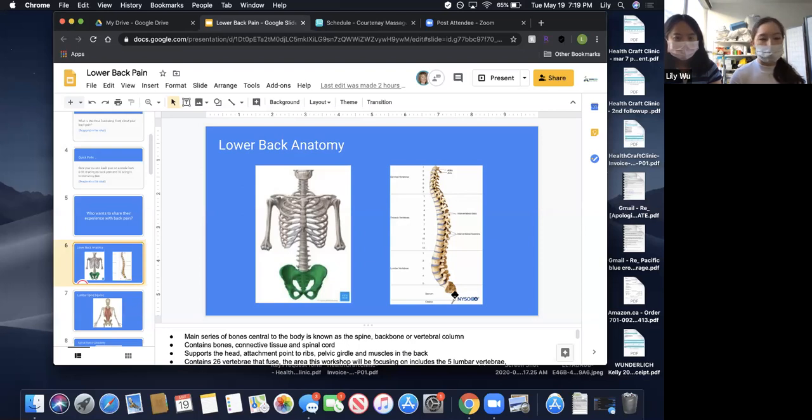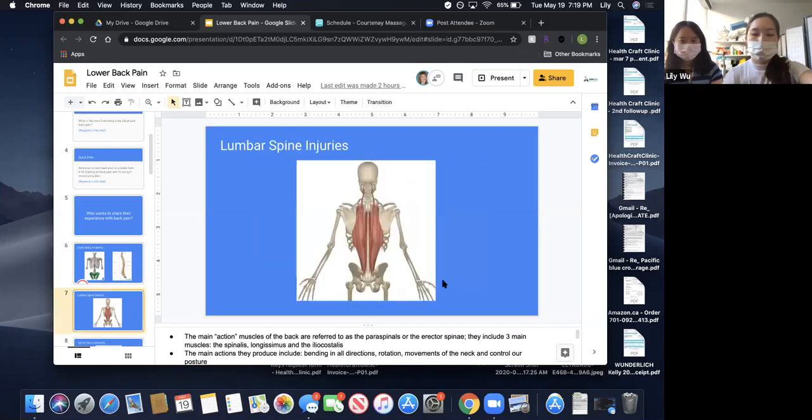So the pelvic girdle has a lot of functionalities, like providing a sturdy base for the vertebral column, and also protecting the lower abdominal organs, as well as a means of connecting the lower limbs to the axial skeleton, or like the middle portion of your body. So after the lower back anatomy, I'm just going to go into some lumbar spine injuries here.